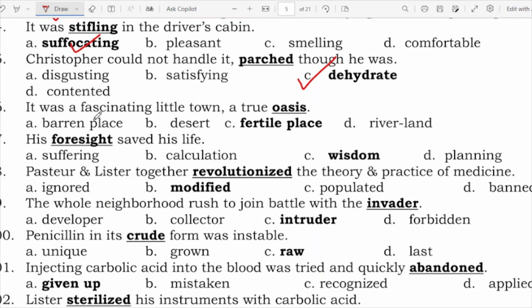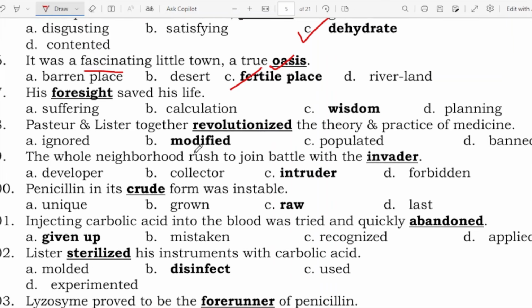It was a fascinating, very interesting little town, a true oasis. Oasis means a fertile place in the desert. His foresight, his wisdom saved his life. Pasteur, this is another hero. Alexander Fleming is another. This is one, the Louis Pasteur. Lister together revolutionized the theory and practice of medicine.